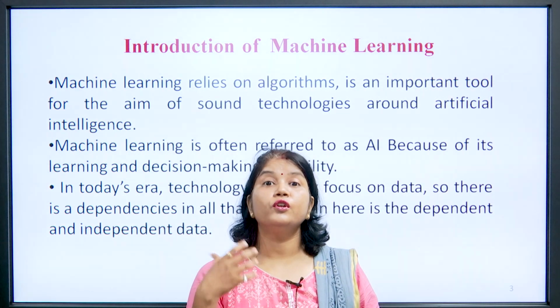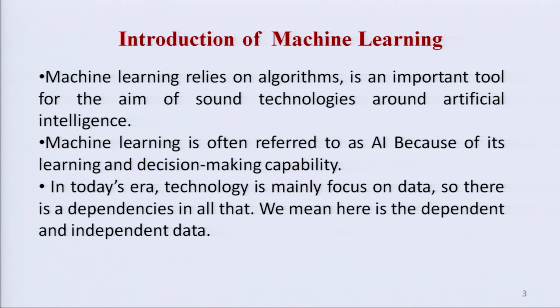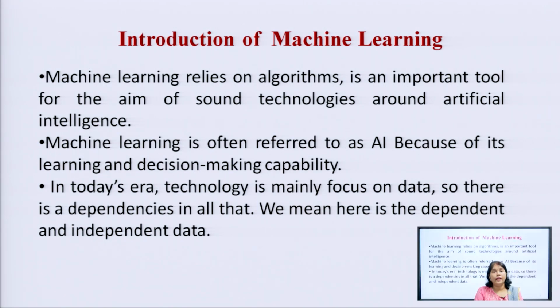First you have to write what you want to perform with that machine. Okay. So, basically it is an important tool for the technological enhancement around artificial intelligence. It is often referred to as AI because of its learning and decision making capability. With the help of this, the machine will take its own decision. You will not be there just giving commands. Commands will be given by a third person and the machine will act accordingly, whatever it is commanded. Okay, you will feed that in.